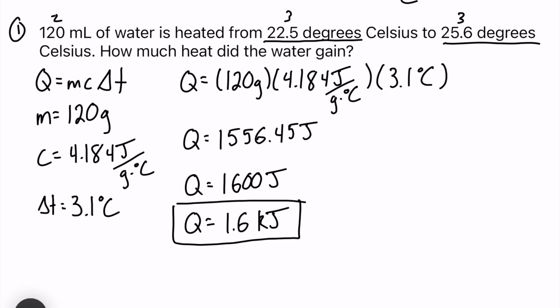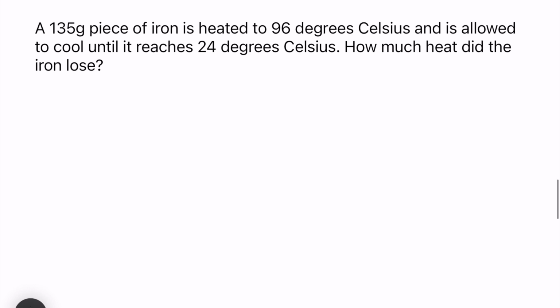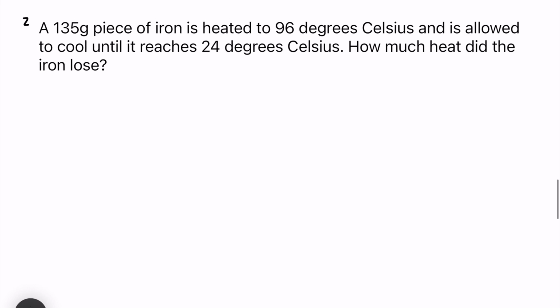Let's move on to number 2. So number 2, it says a 135 gram piece of iron is heated to 96 degrees Celsius and is allowed to cool until it reaches 24 degrees Celsius. How much heat did the iron lose? So let's write out our formula again. We have Q equals mc delta T.